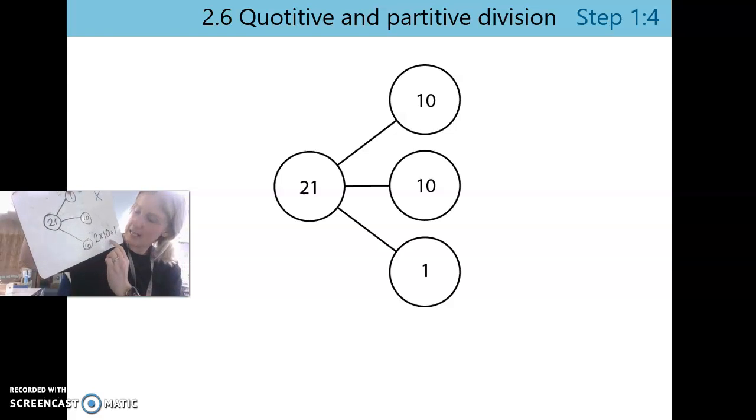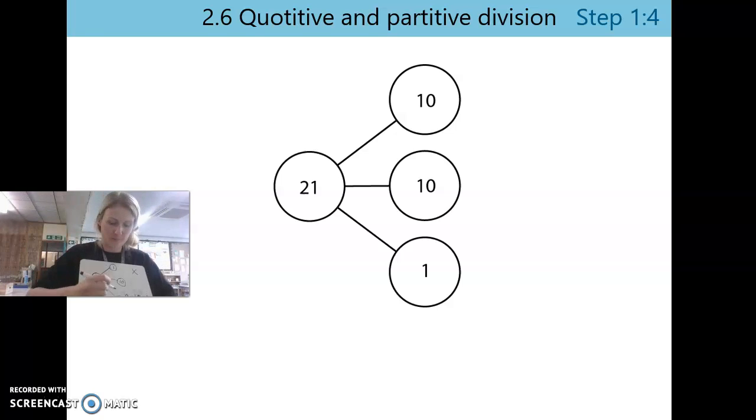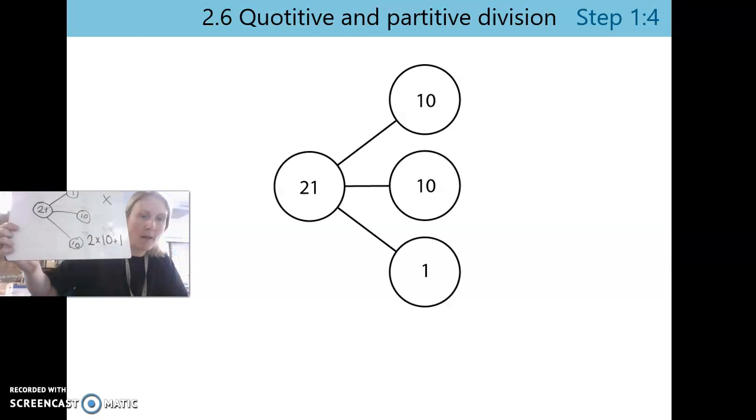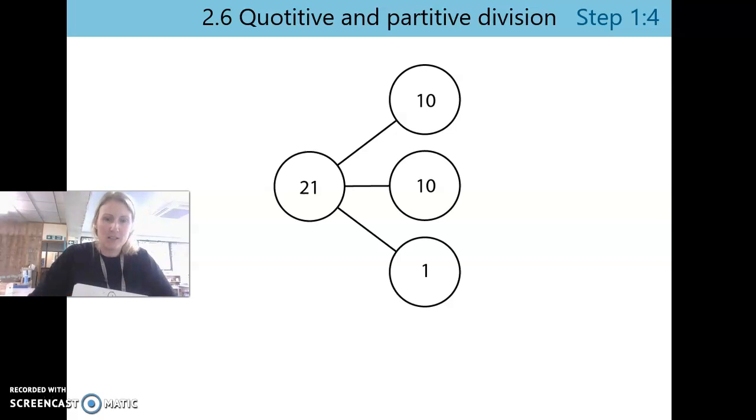2 groups of 10 with a remainder of 1. Have a go at doing that now. You write that down. 2 groups of 10 with a remainder of 1. Okay, let's see if we're right.